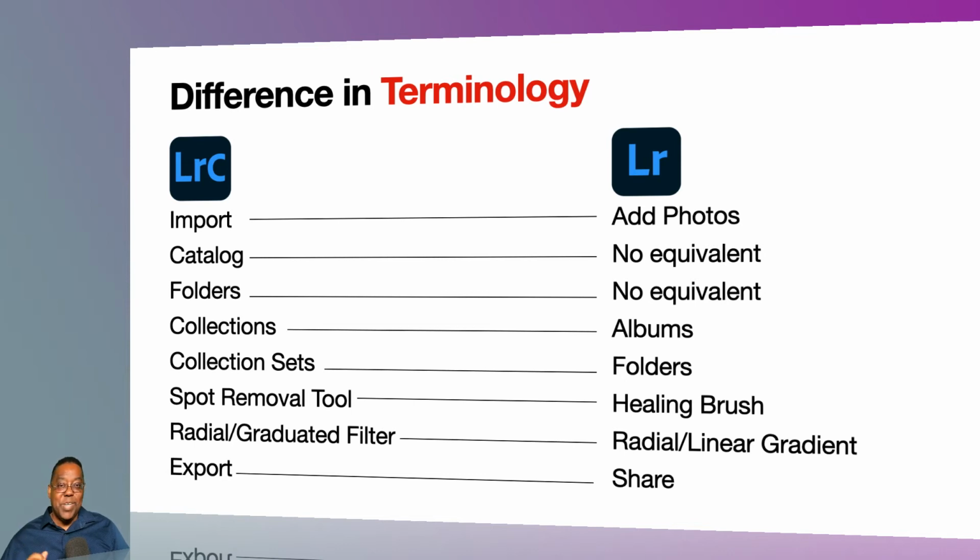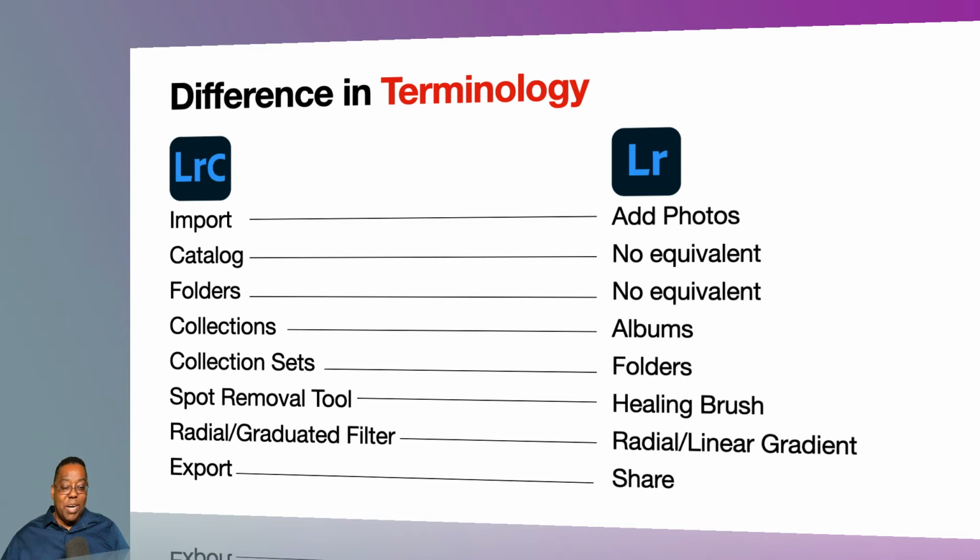I would argue that one, because I think it's more of still a spot removal tool, but that's just me. In Lightroom Classic, it's called the radial or graduated filter. There are two tools, radial filter and graduated filter. Those same two tools in Lightroom are called the radial gradient or linear gradient. Again, they do the exact same thing, but they're just different names.